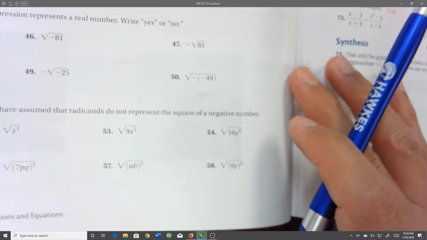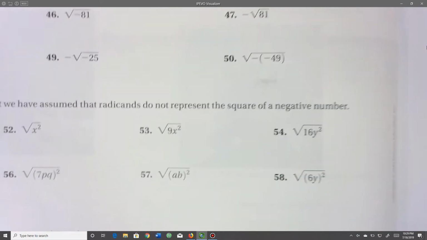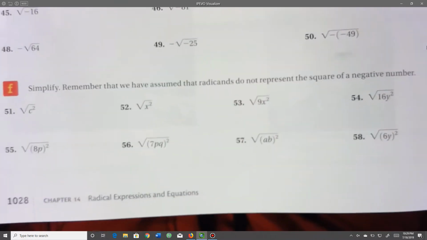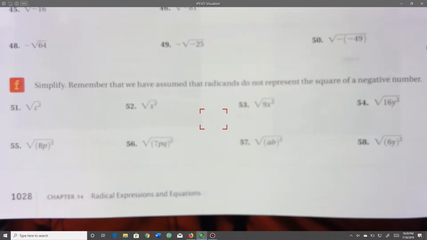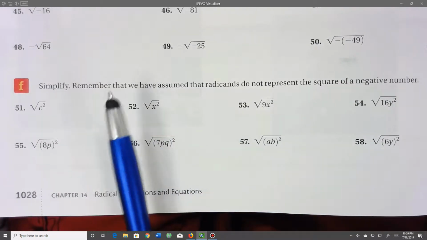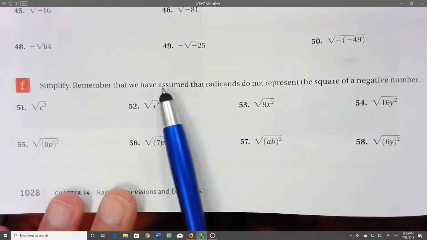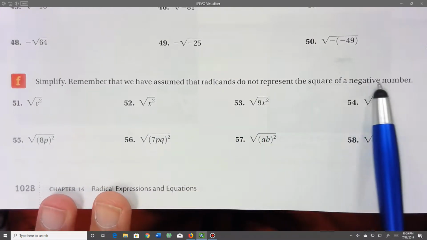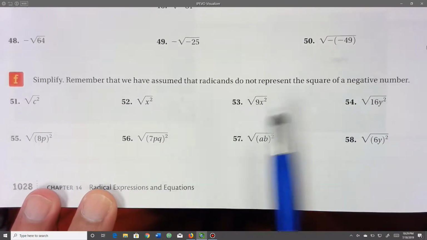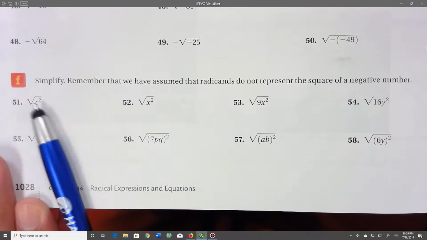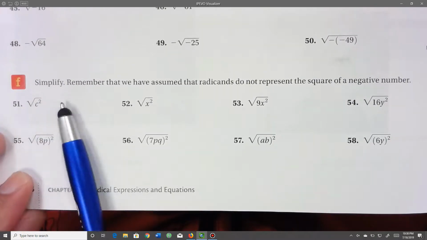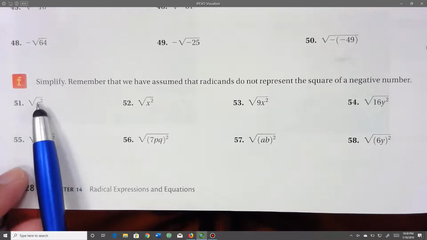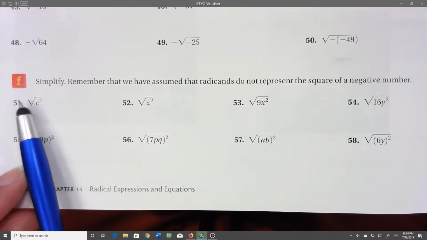Let's see if we have any examples, any problems for us. Remember to assume the radicands do not represent the square of a negative number. See, in problems for section F here, look at the question again, and it's telling you simplify. Remember that we have assumed that radicands do not represent the square of a negative number, even though they do, but not for these sections anyway. And yes, I know I'm repeating that because it's important. So here c squared, the square root of c squared is c.